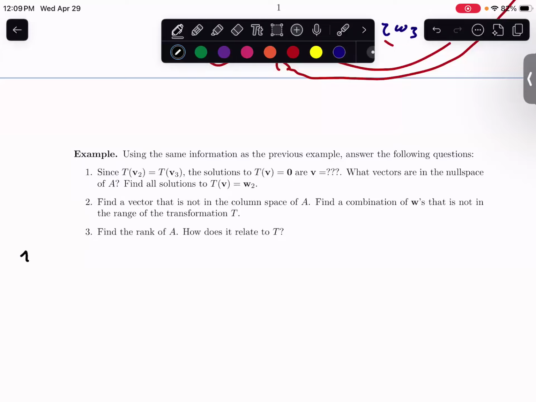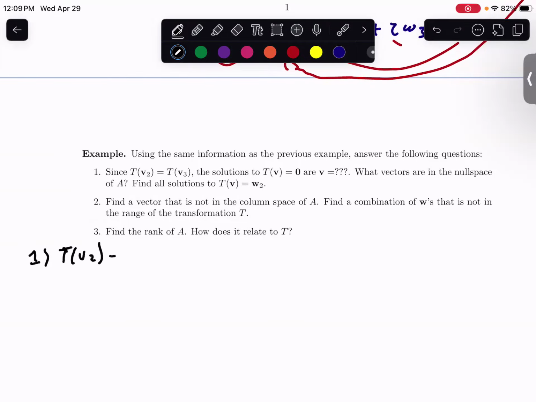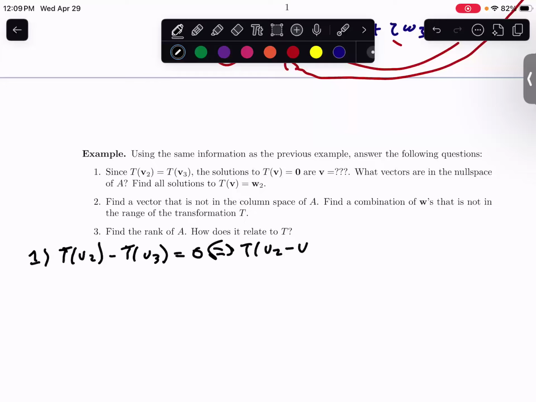And so we'll just do this directly. Because we have T of V2 is equal to T of V3, if I subtract the two, T of V2 minus T of V3 is equal to 0. And because this is a linear transformation, we know that T distributes over addition, which is the same thing as subtraction. So this is the same thing as having T of V2 minus V3 is equal to 0.